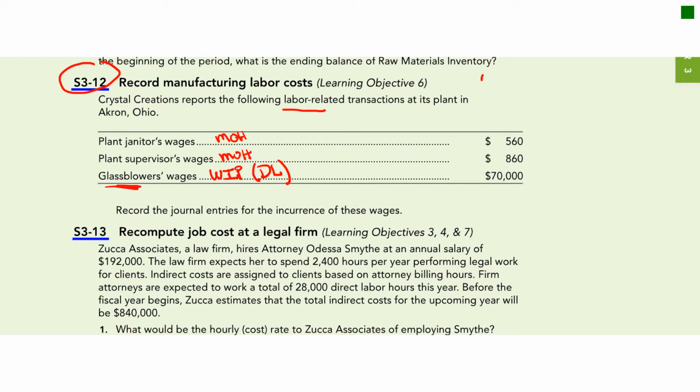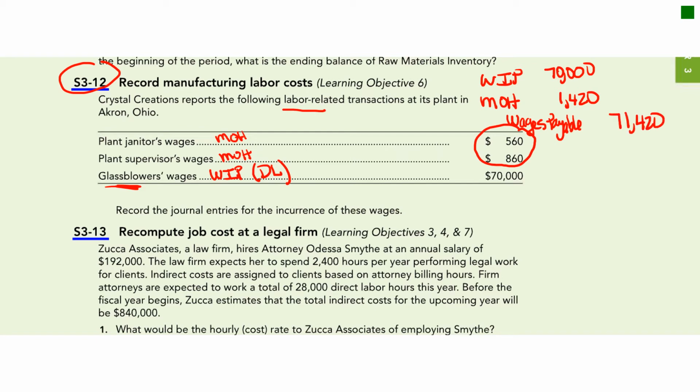So to make the journal entry, we're going to be debiting work in process, in this case for $70,000. We're going to also debit manufacturing overhead. Just combine these two. Here's going to be your total overhead. So that's a total of $1,420. And then you can put the credit. This is all probably most likely some sort of payable. You could put wages payable, for example, as a credit. That's good enough for $71,420. So notice this is how you record labor. Direct labor goes to work in process. Indirect labor goes to manufacturing overhead.